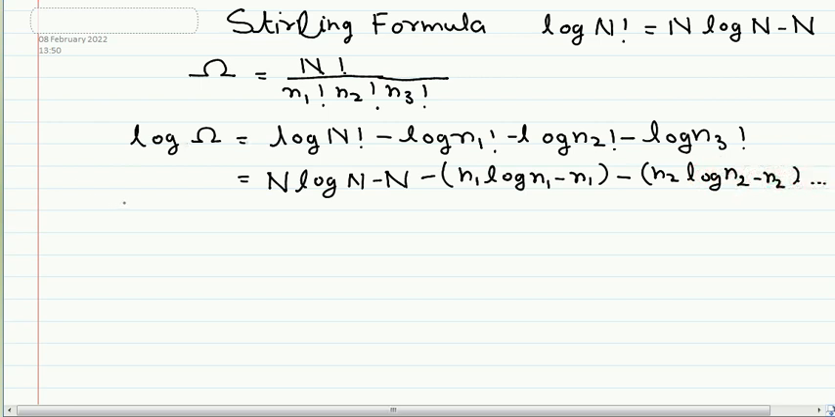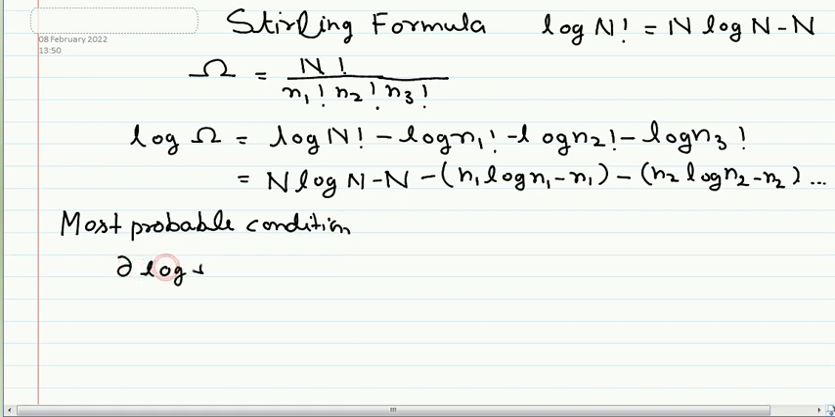Now if we want to calculate the maximum probable condition, the condition for the maximum probability or most probable condition, what we have to do is calculate the delta of log omega, and we will put that delta log omega is equal to 0, and from there we will get the most probable probability.